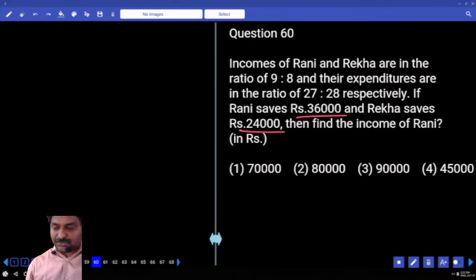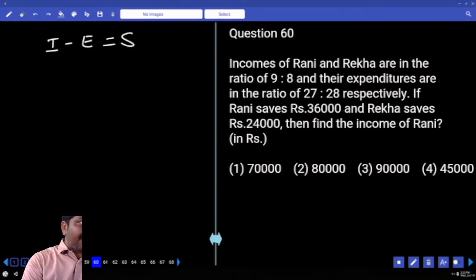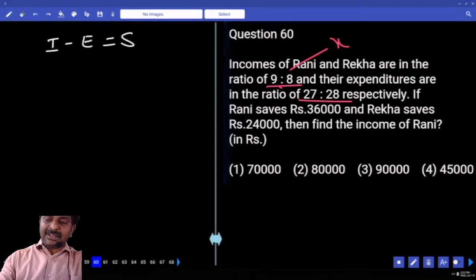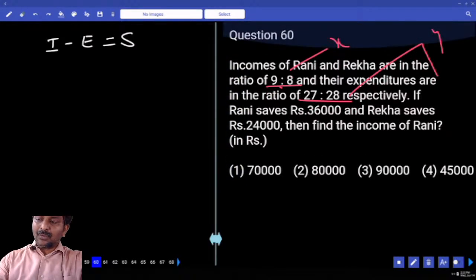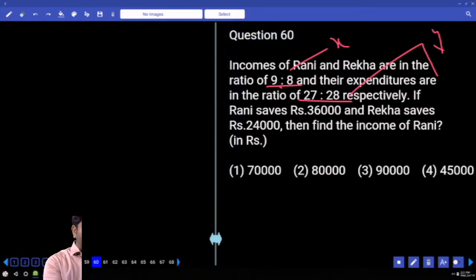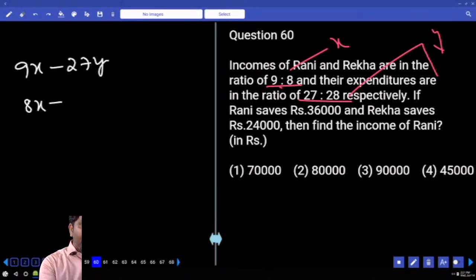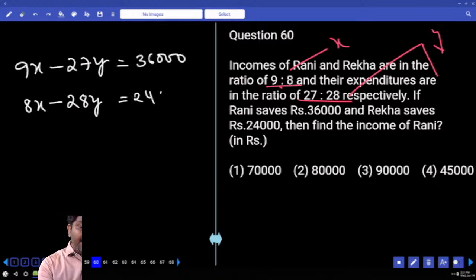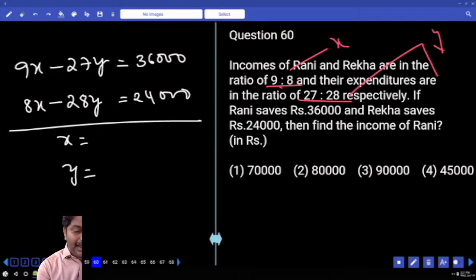So for these types of questions, what you need to do is follow income minus expenditure is equal to savings. This is one ratio, this is altogether a separate ratio. So I'll multiply this ratio with x and the other ratio with y. Understood? For the first person, what is the income? 9x. For the second person, 8x, minus expenditure. For the first person, 27y. For the other person, 28y. And first person's savings, 36,000. Second one, 24,000. Two equations, two variables. You need to solve and get the values of x and y.